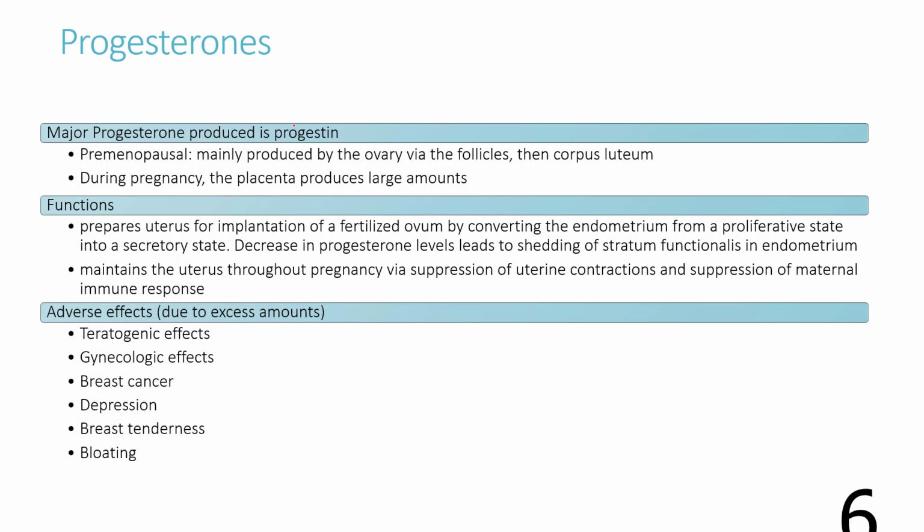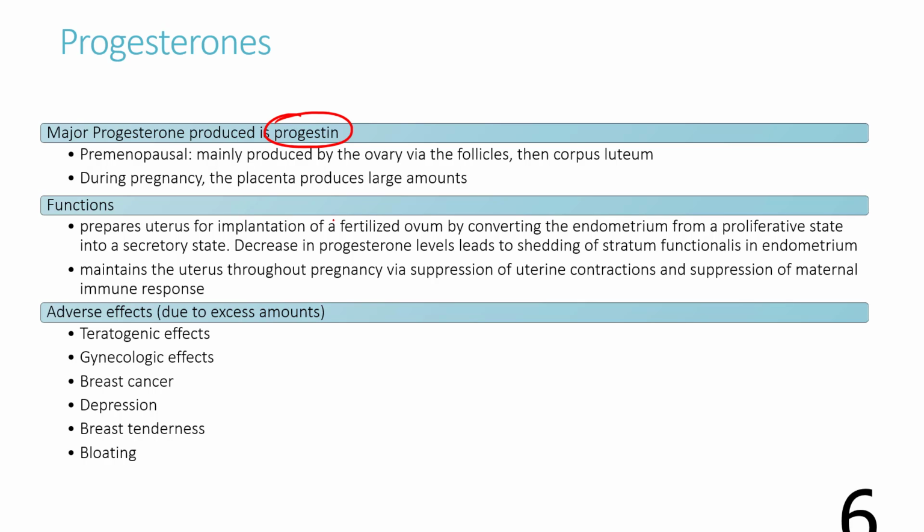So the main progesterone produced is called progestin, and before menopause, it's mainly produced by the ovary, via the follicles, and then the corpus luteum during each cycle. And then during pregnancy, the placenta produces large amounts not only of progesterone but also of estrogens. Right? Functions of progesterone: because it's secreted in the second half of the ovarian and uterine cycle, it prepares the endometrial lining for implantation of a fertilized egg.